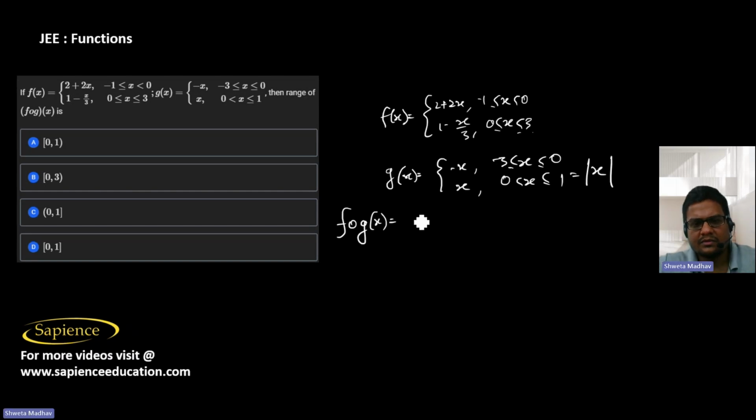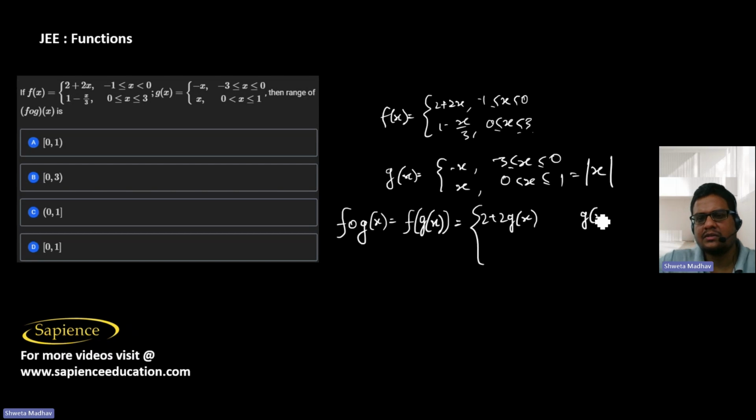So f of g of x: in place of x, we will put g of x. So this will be 2 plus 2 into g of x when g of x is from -1 to 0, but g of x can't be negative. It will be 1 minus g of x by 3 when g of x is from 0 to 3. So it will always be from 0 to 3.